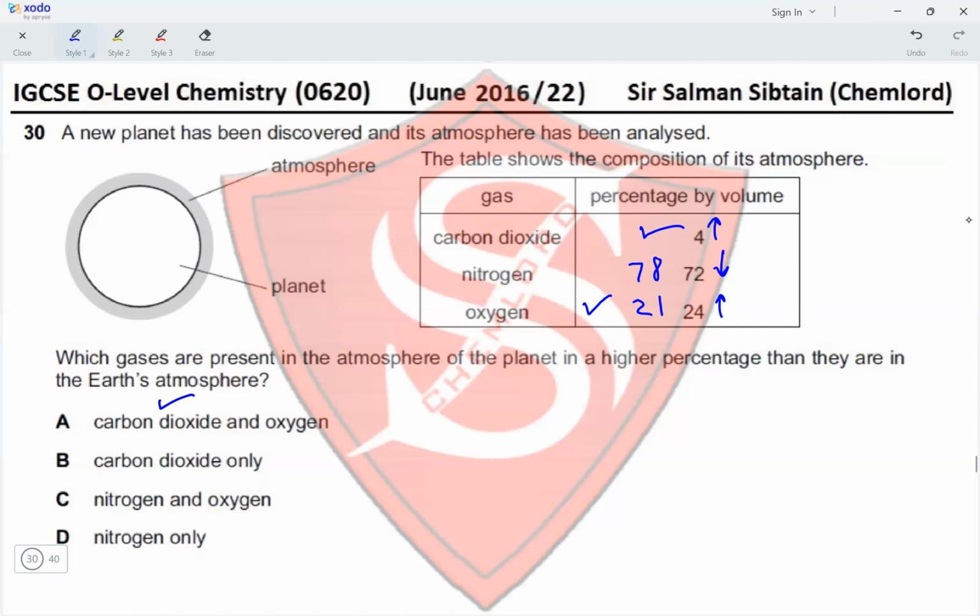So carbon dioxide and oxygen are present in a higher quantity as compared to Earth. So the options are: carbon dioxide and oxygen. Yes. Carbon dioxide only. No, oxygen is missing. Nitrogen and oxygen. Nitrogen is incorrect. Oxygen is correct. And carbon dioxide. Nitrogen only is incorrect. Therefore, option A is the correct option for this question.